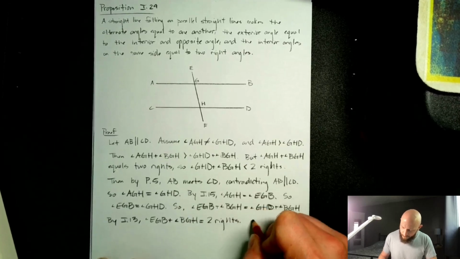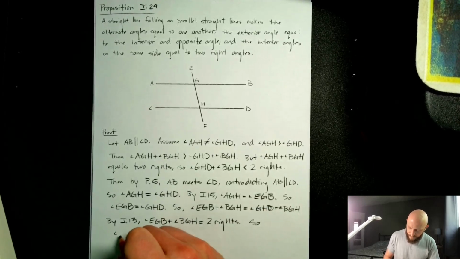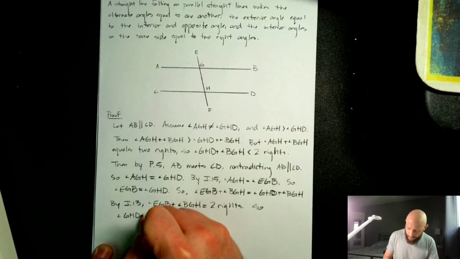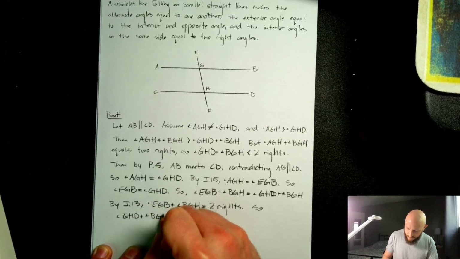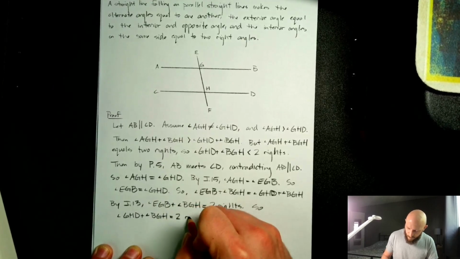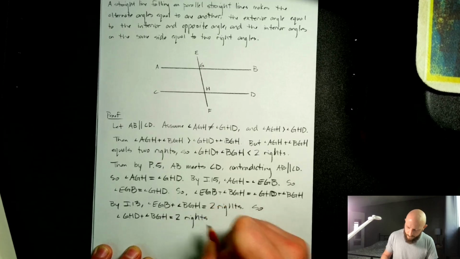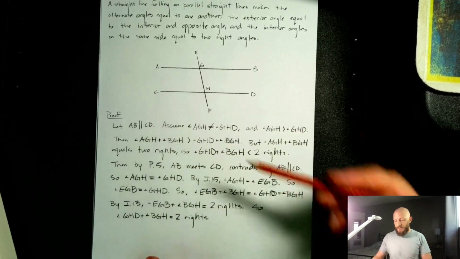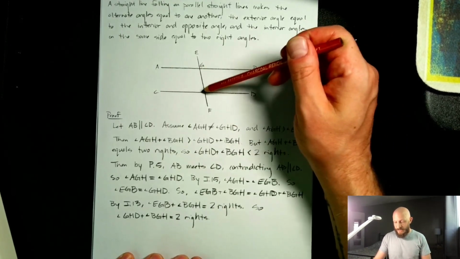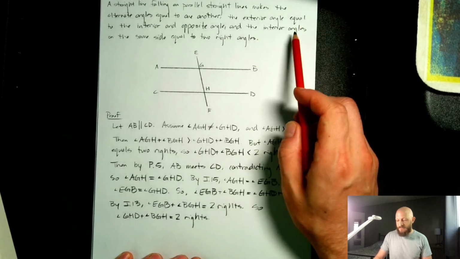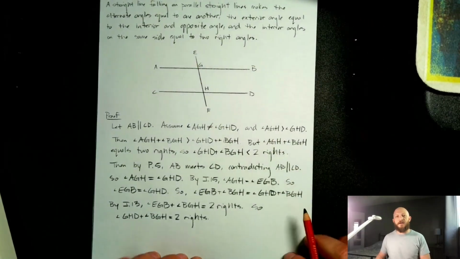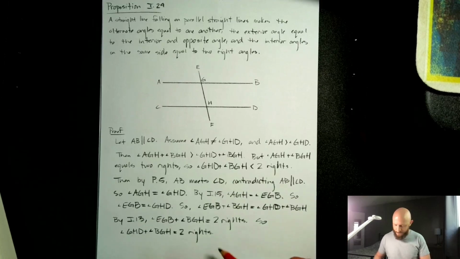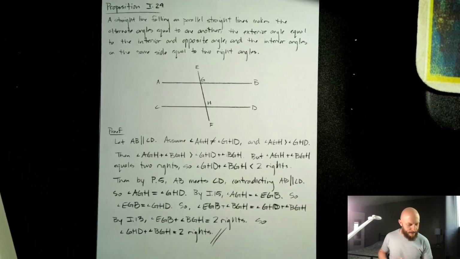So it follows then angle GHD plus angle BGH equals 2 rights. And that was what we needed to prove, right? GHD plus BGH is 2 rights. Yeah, the interior angles on the same side are equal to 2 right angles. So, there we go. That's the proposition. QED, therefore, etc.